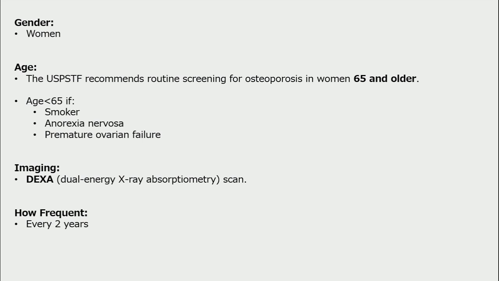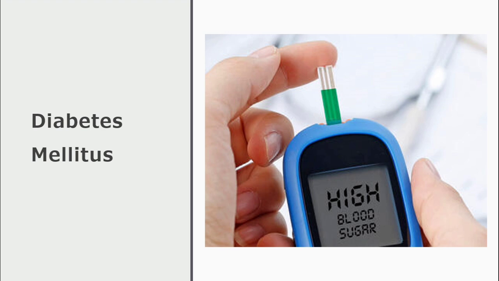If less than 65 and with a history of smoking, anorexia, or premature ovarian failure, we will do a DEXA scan every 2 years. Next is diabetes.